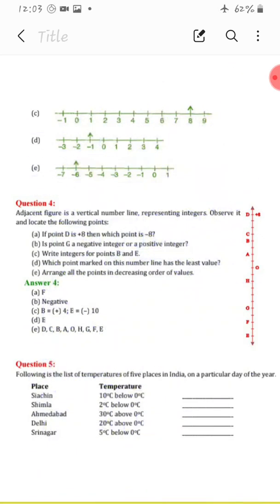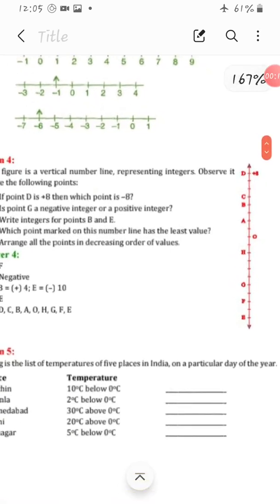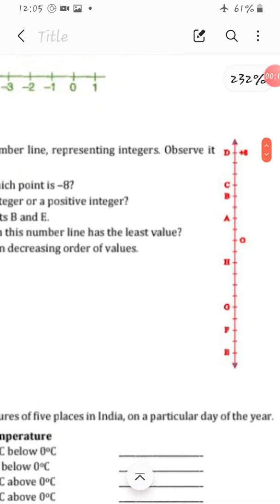Now let's move to question number 4. The adjacent figure is a vertical number line representing integers. Observe it and locate the following points. Here one vertical number line is given, and the points are represented with some letters: D, C, B.